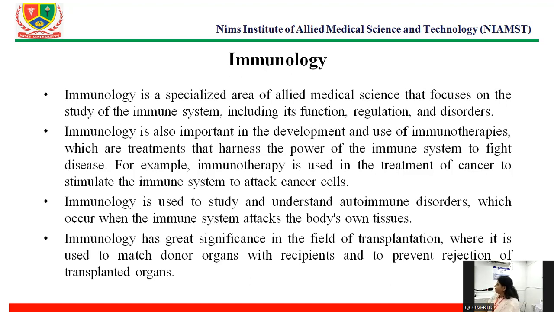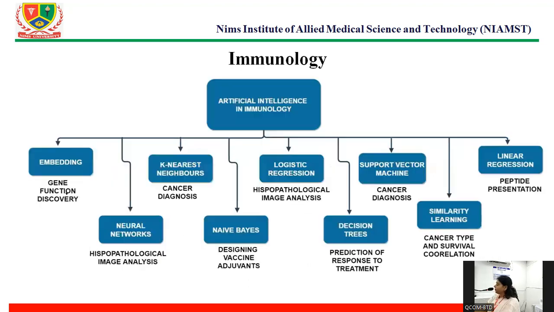For example, immunotherapy is used in the treatment of cancer to stimulate the immune system against cancer cells. Immunology is used to study and understand autoimmune disorders, which occur when the immune system attacks the body's own tissue. Immunology has great significance in transplantation, where it is used to match donor organs with recipients and prevent rejection of the transplanted organs.